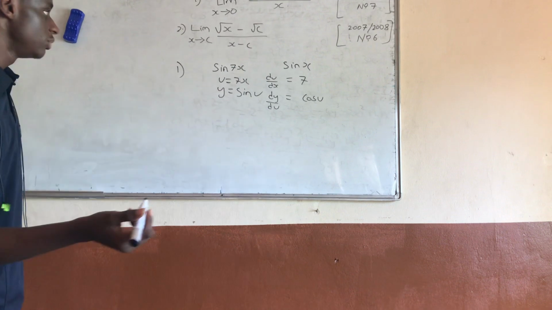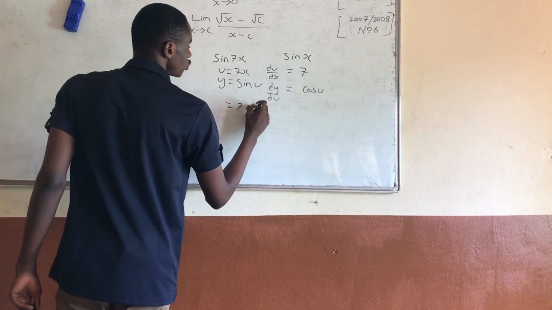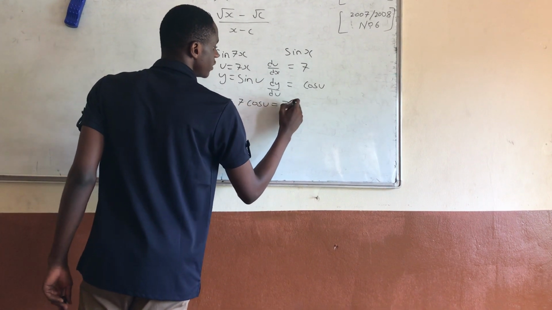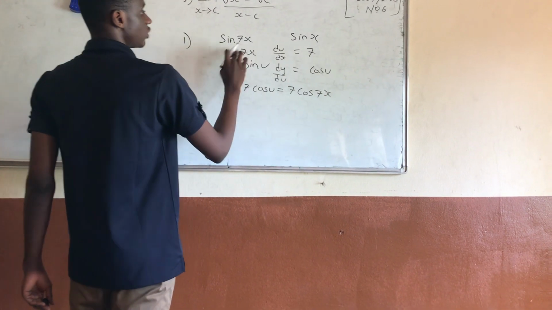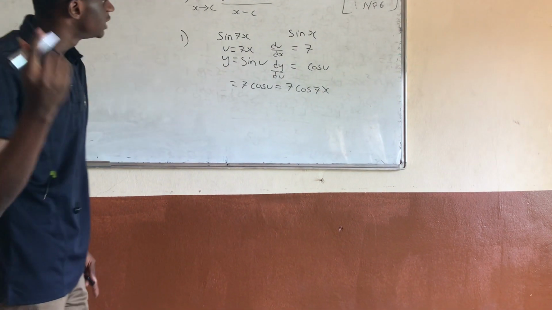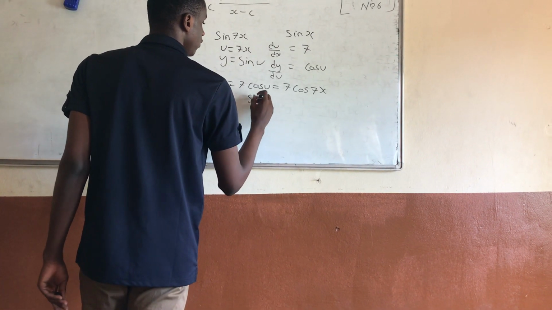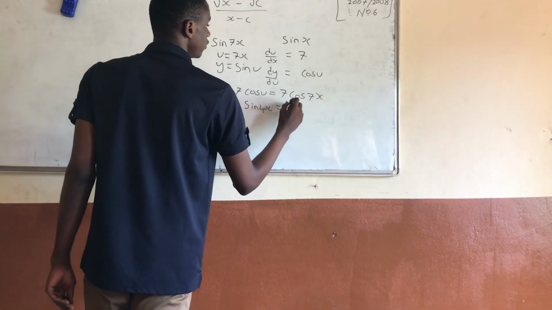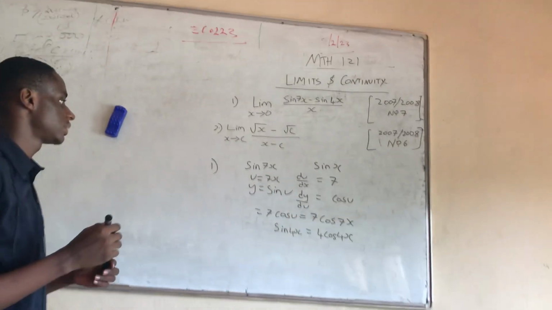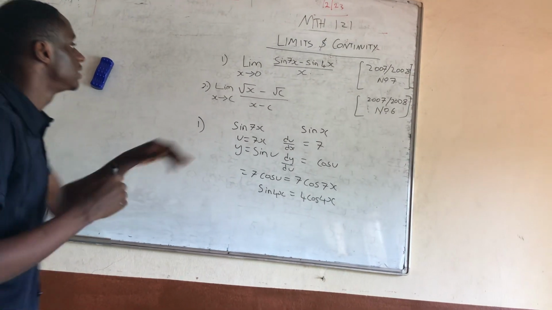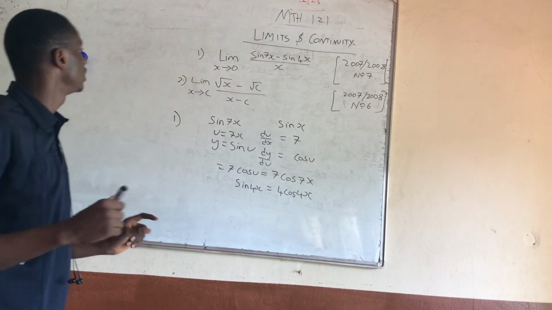Simply multiply both of them, which gives 7 cos u, which is 7 cos 7x, since our u is 7x. It's the same thing for sin 4x: the derivative of sin 4x equals 4 cos 4x. As simple as that. And the derivative of the denominator x is 1.